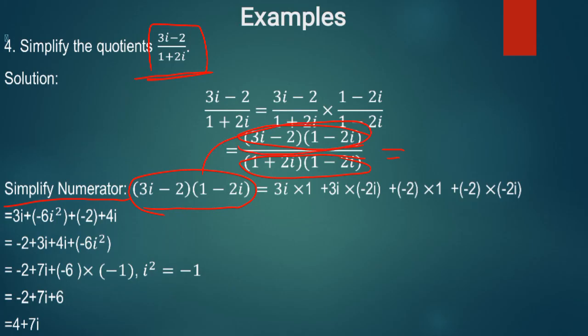Numerator, you know how to open now. You open it, get these values, multiply them, and if you simplify, you should get this as your final answer: the value 4 plus 7i. You can pause the video at this point, try solving, and see that your answers tally with mine.